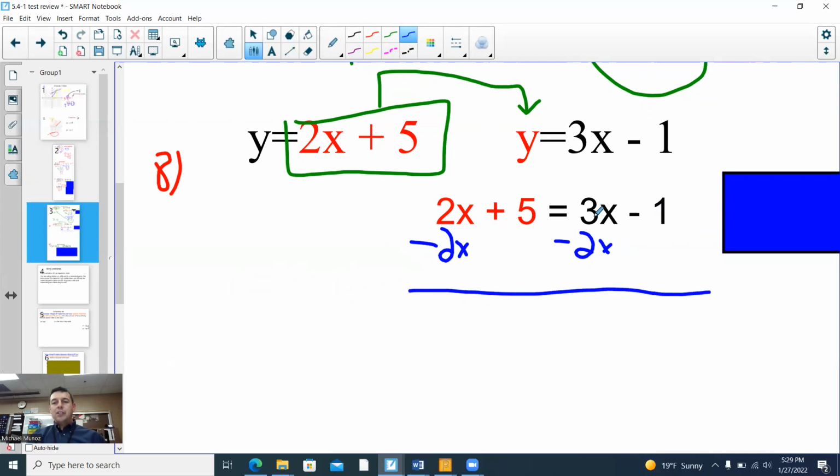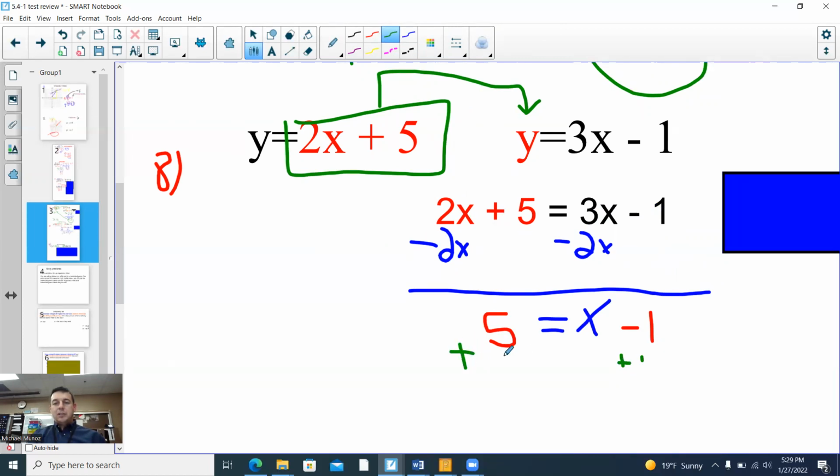And what I'm left with is 3 minus 2 is just x, or 1x if you want. And then I got to bring everything down. So I'm going to bring down that minus 1 and that 5. To get x alone, I'll add 1 on both sides.